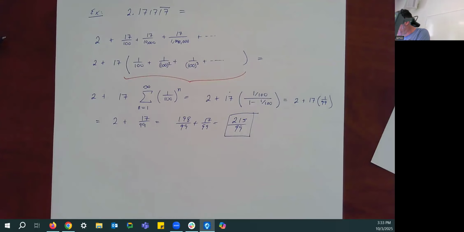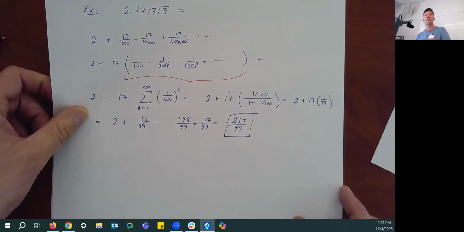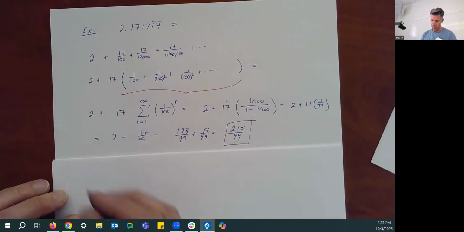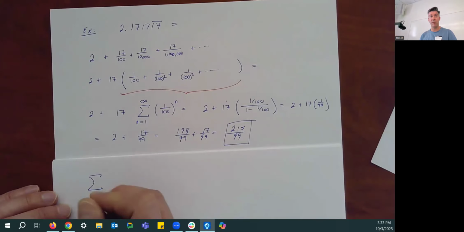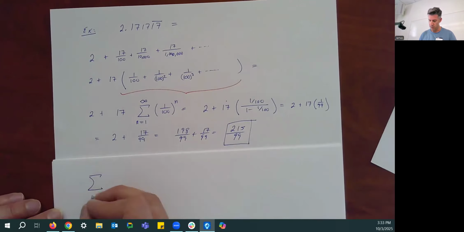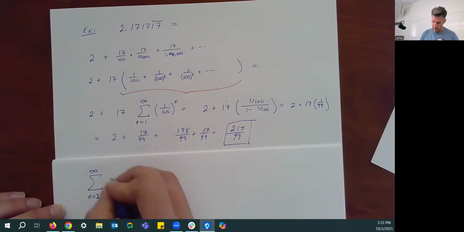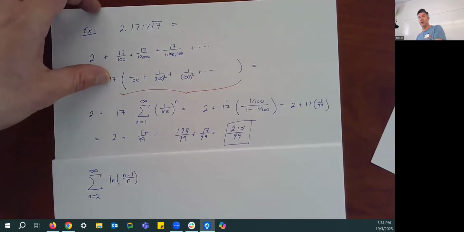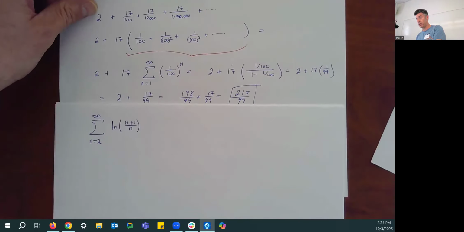Okay, so let's go back and look at that telescoping series I mentioned earlier. Last time I mentioned this telescoping series, the sum from, actually, I'm going to write it a little bit differently than I wrote it last time. The sum from n equals 2 to infinity of the natural log of n plus 1 divided by n. I mentioned that this telescoping series is divergent.